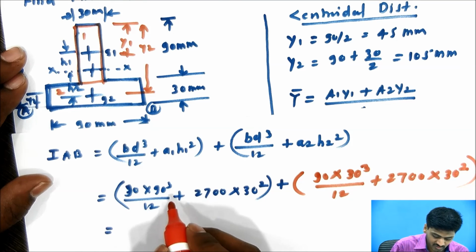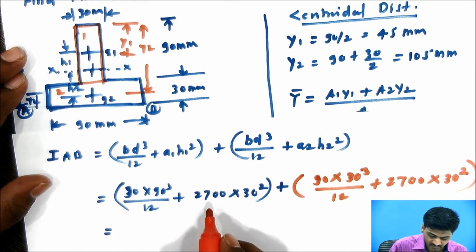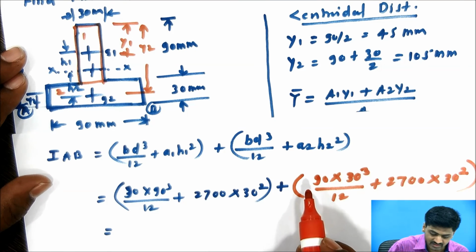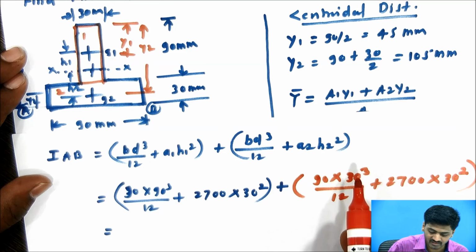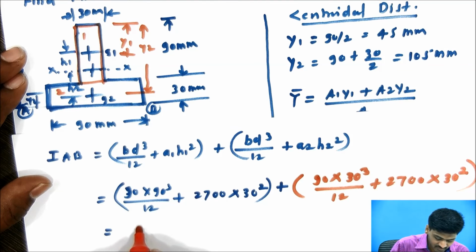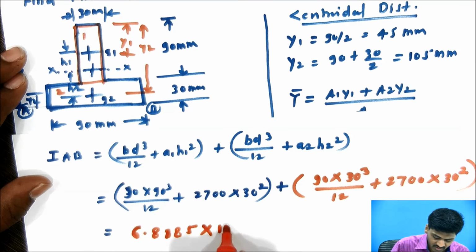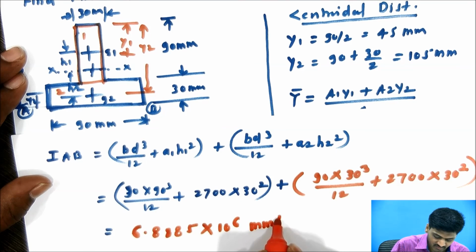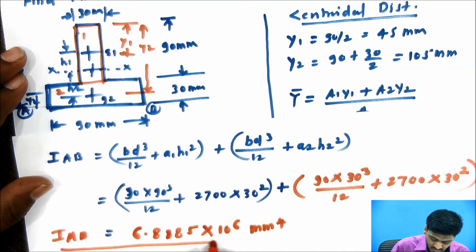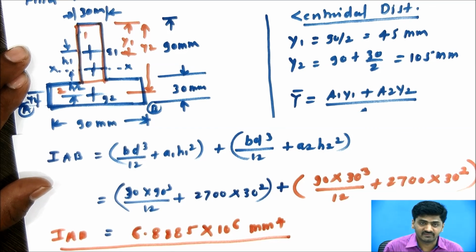So 30 into 90 cube by 12 plus A1 H1 square, and in addition with the moment of inertia of second rectangle, that is 90 into 30 cube by 12 plus A2 H2 square, and at last you will get the result 6.885 into 10 power 6 mm raised to 4. This is the moment of inertia of a T section about AB axis.